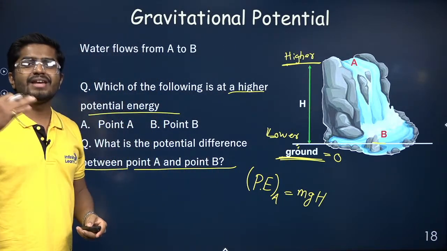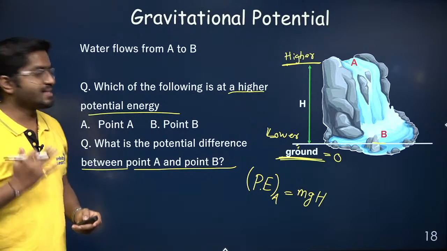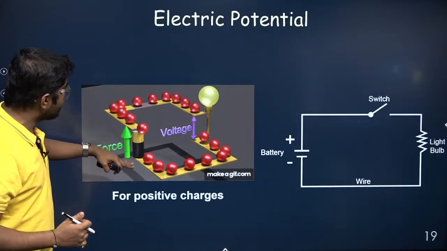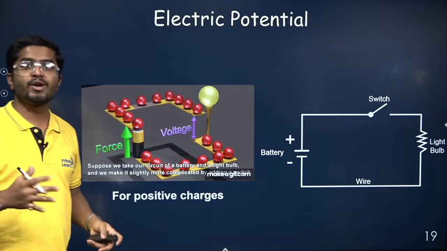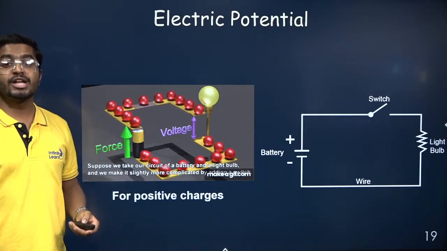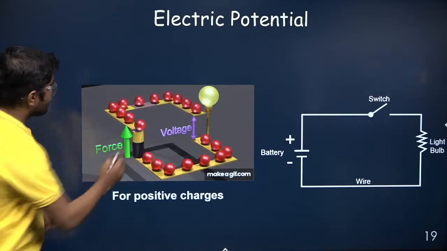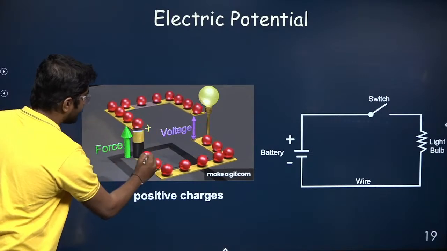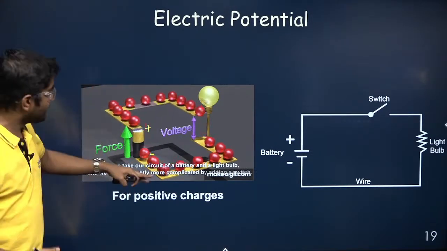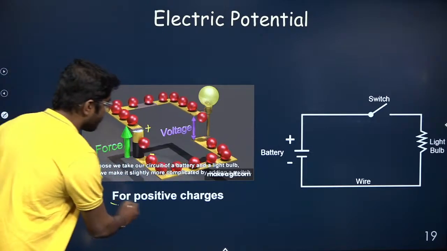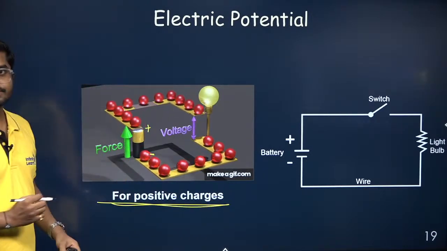So we have a very similar concept in electricity. What is that? This battery will provide the potential. Here we don't use the term potential energy, we just use potential. This is the positive terminal of the battery and the negative terminal. So what does the battery do? It pushes the positive charges.